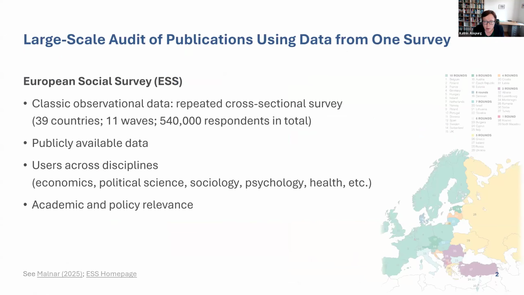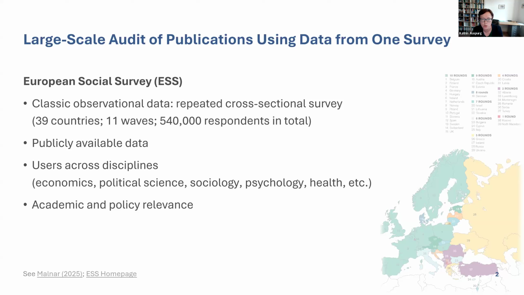So, in our project, what is specific is that we use as a sampling frame not one specific discipline or one journal. We use a sampling frame and one specific data set. So we focus on publications, all using the European Social Survey data, which are classical observational data. The survey is a repeated cross-sectional survey covering 39 countries, meanwhile 11 waves, over 500,000 respondents, and in each wave we have hundreds of variables. So these are complex data which need a lot of pre-processing and complex analysis.